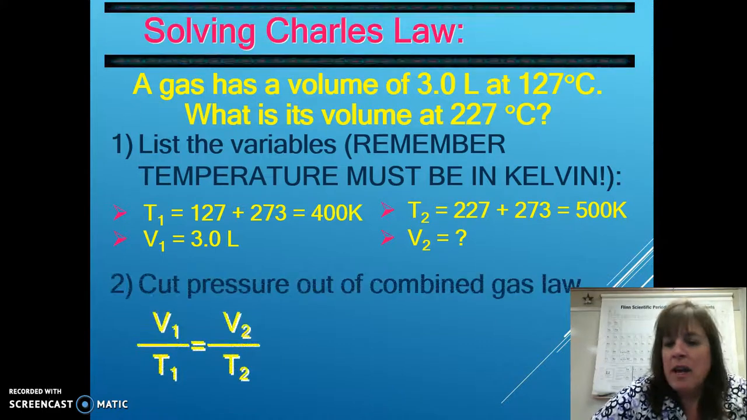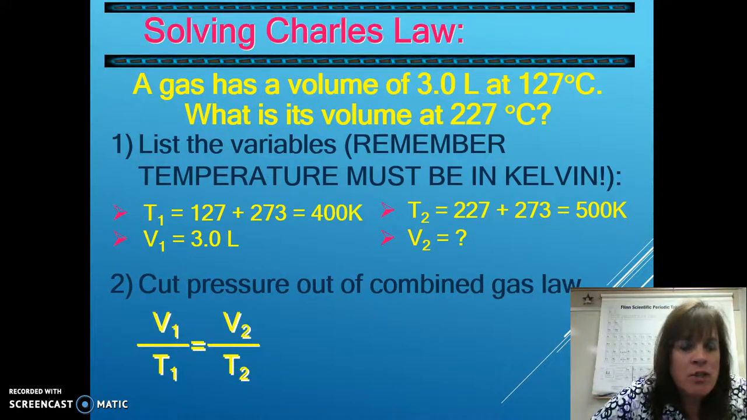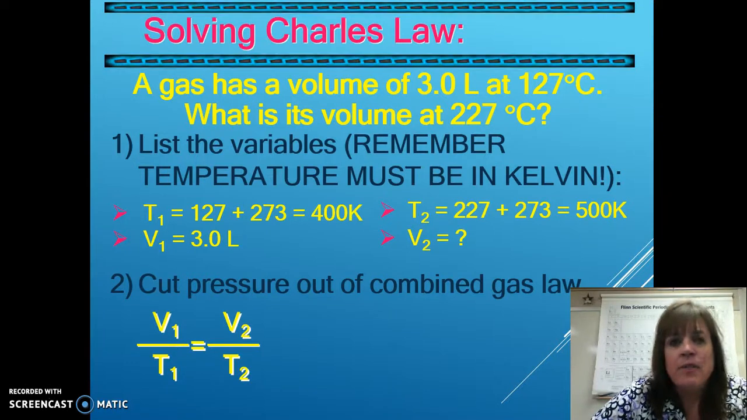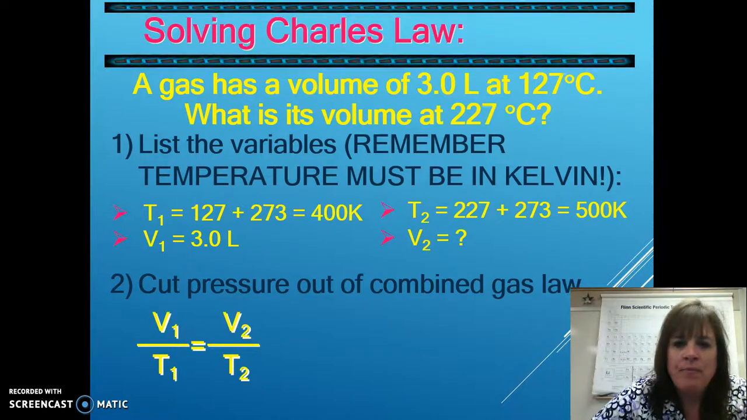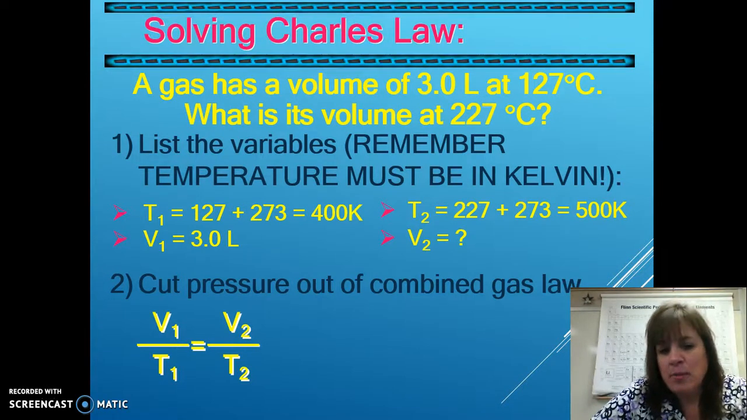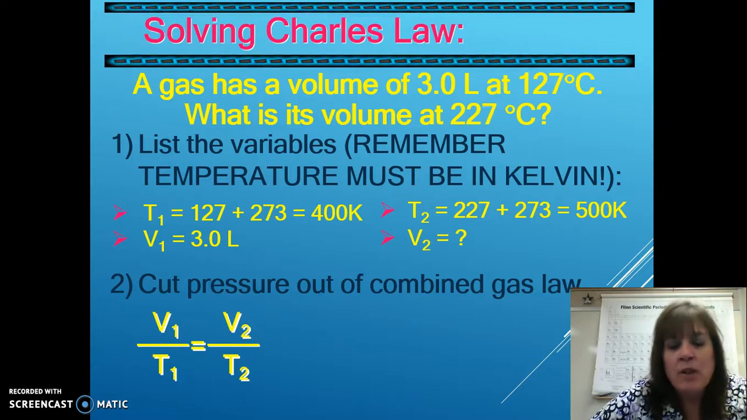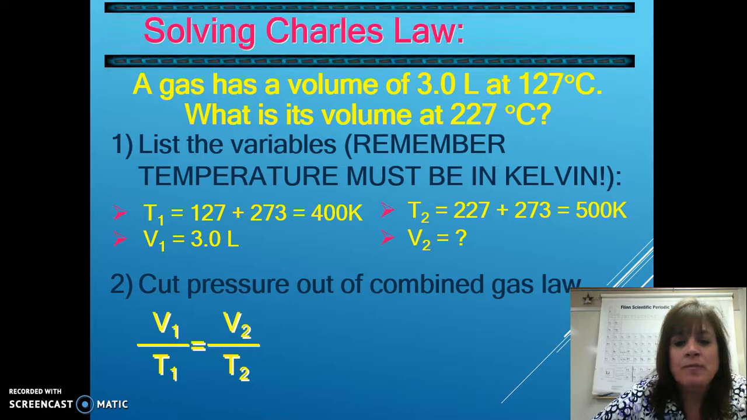So out of the combined gas law comes pressure. If I don't mention pressure, that means it must be constant. Same with amount. And I'm going to take volume 1 and divide by temperature 1. And then I'm going to cross multiply, so I'm going to multiply by T2. Plug your numbers in and see if you can do the right algebra.